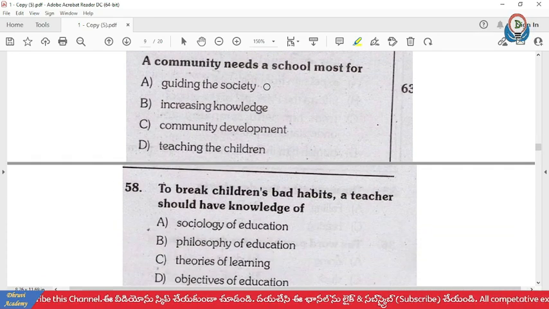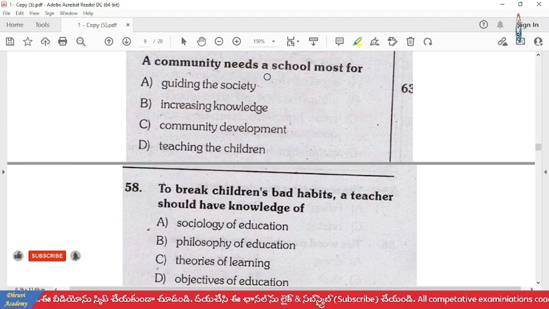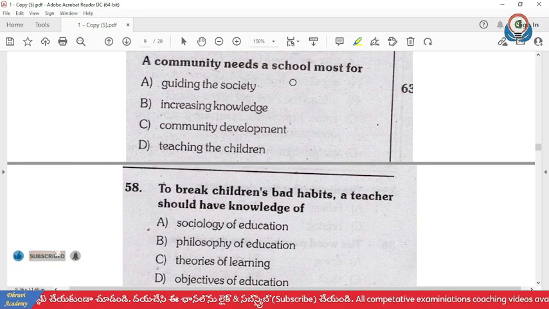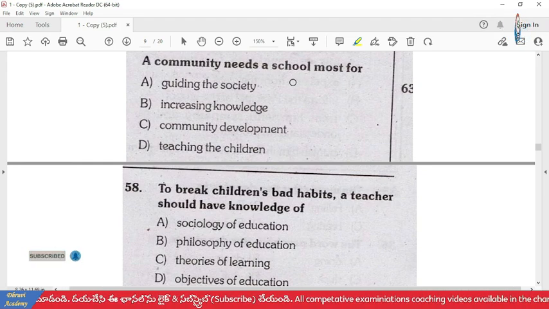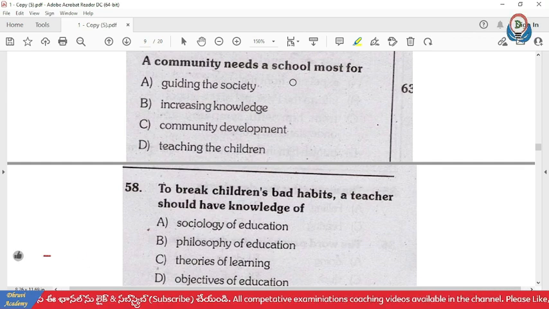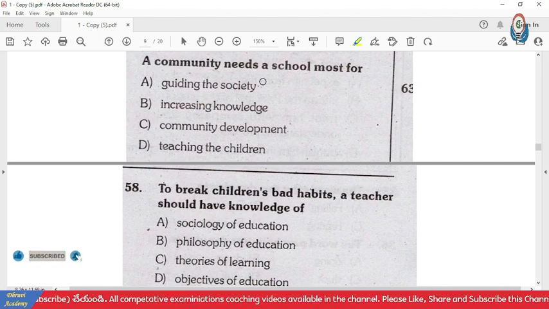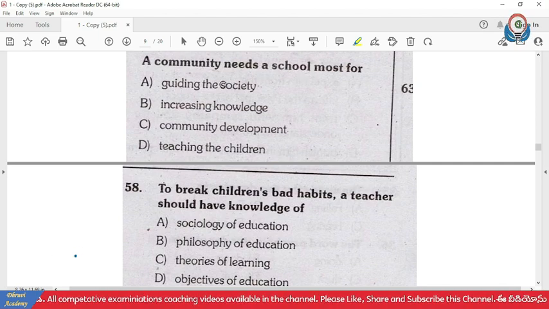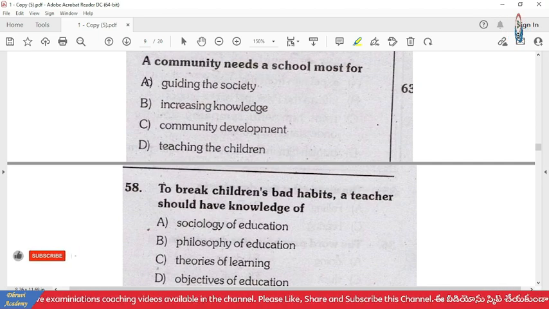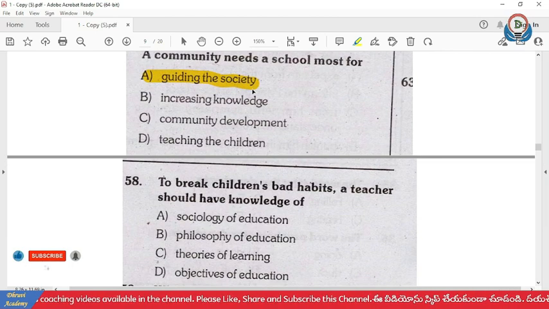A community needs a school most for A. Guiding the society, B. Increasing knowledge, C. Community development, D. Teaching the children. A community needs a school most for guiding the society. This is the right answer.